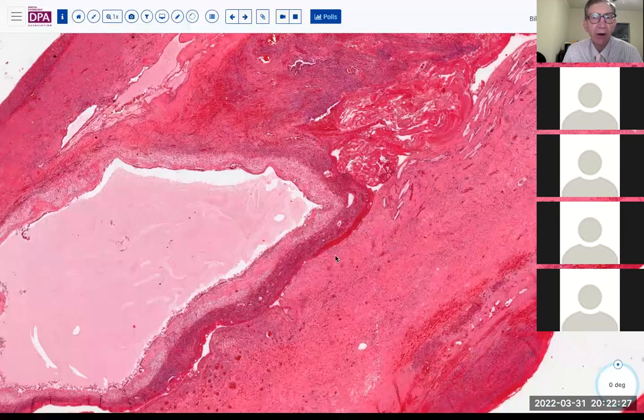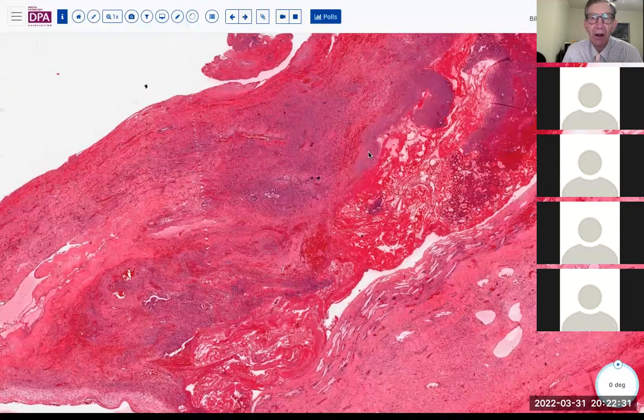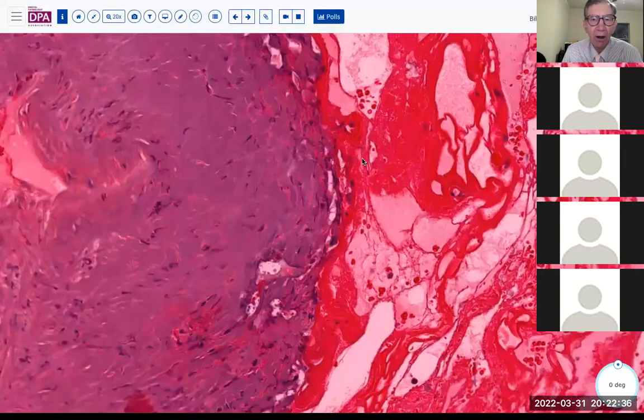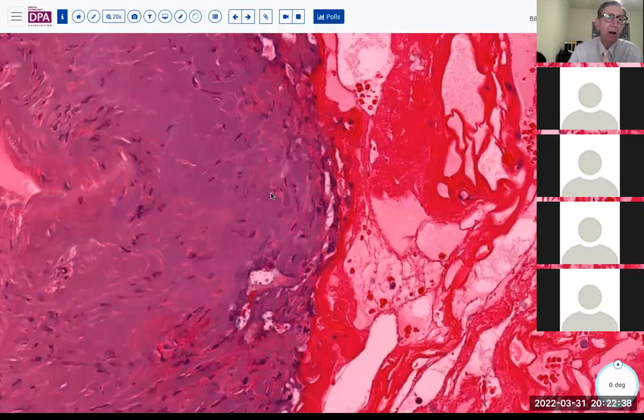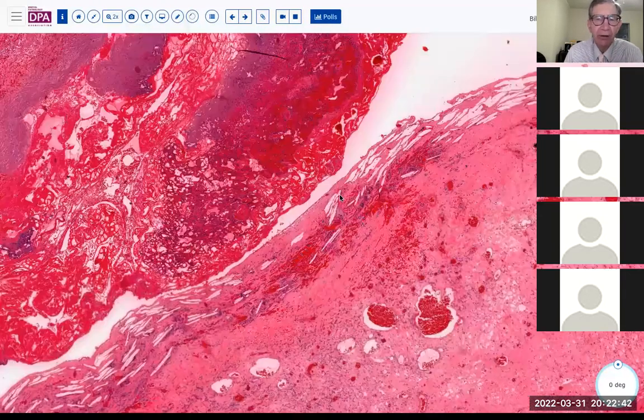Let's see, where are we? Well, that's very cauterized there. I don't know if we've got a good histology here or not.